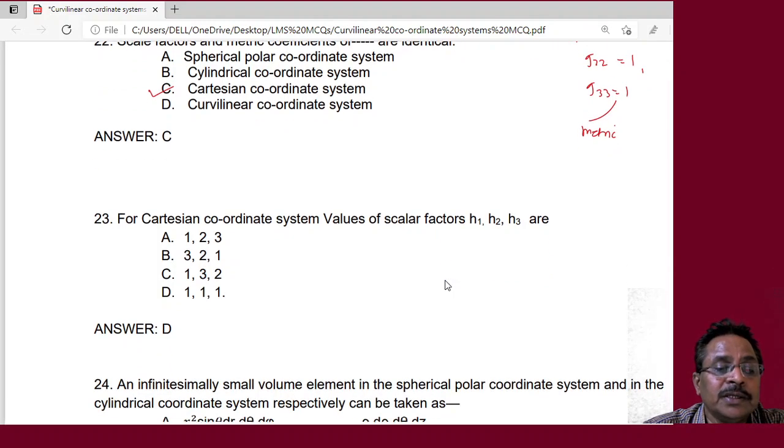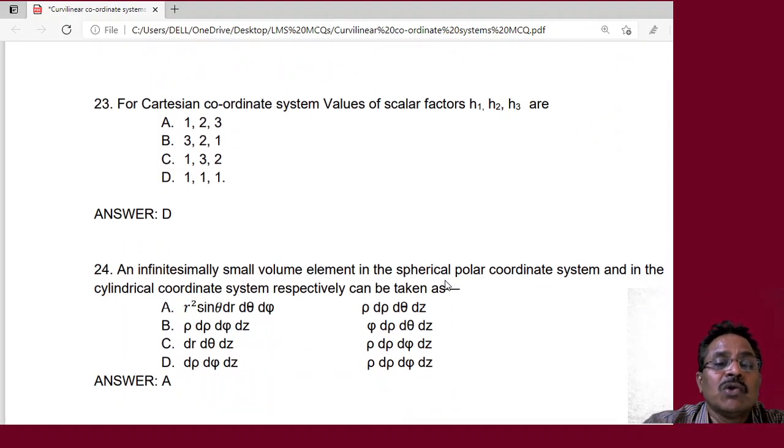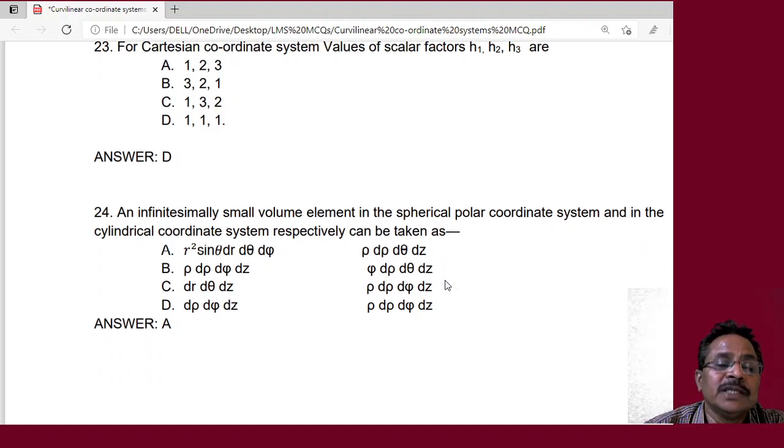Now question number 23: for the Cartesian coordinate system, the values of scale factors h1, h2, h3 are... This is again a very simple question, what we have discussed just now. The answer is D, that is 1, 1, 1. All these three scale factors are found to be 1, 1, 1 because their metric coefficients g11, g22, g33 are equal to 1, 1, 1, and therefore D is the correct answer for question number 23.